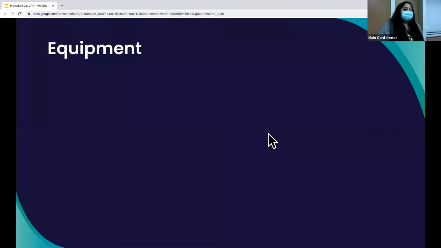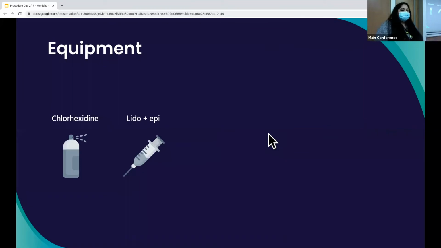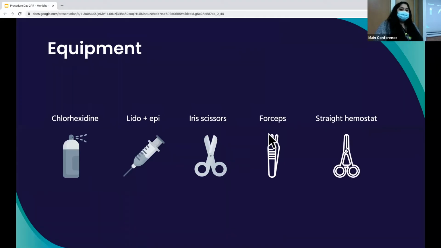So, things to make sure that you gather for lateral canthotomy: chlorhexidine or some sort of cleaning agent, lidocaine with epi for analgesia, iris scissors, which are the tiny little scissors that can help you cut, forceps, and a straight hemostat to clamp and reduce bleeding.